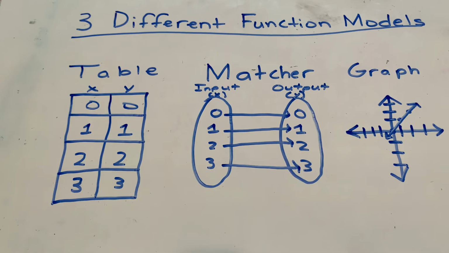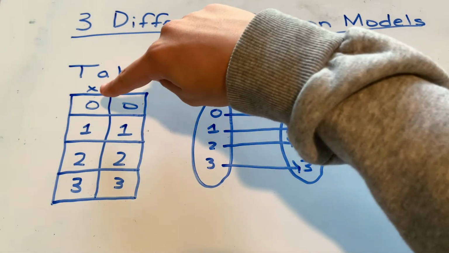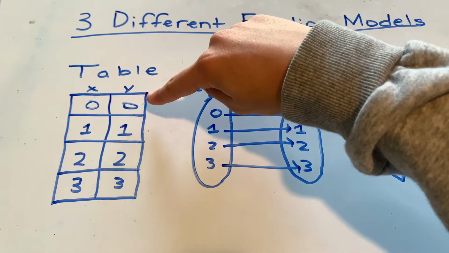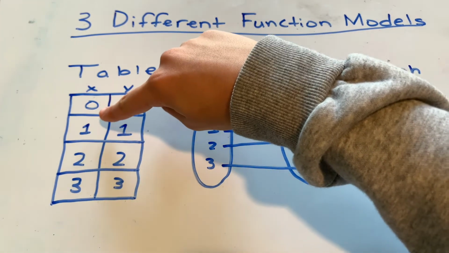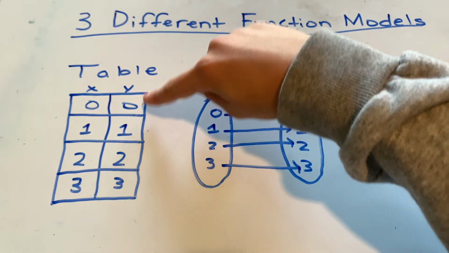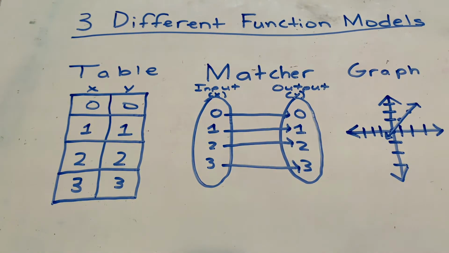Next, there is a table, kind of like the matcher, except that it's not in circles and there's no arrows. You just use the point that's next to it. So x is 0, 0. X then goes to 1, 1. You see just like little pairs. And then lastly is from graphing, which is just a graph of an equation. As you see right here, it's y equals x.